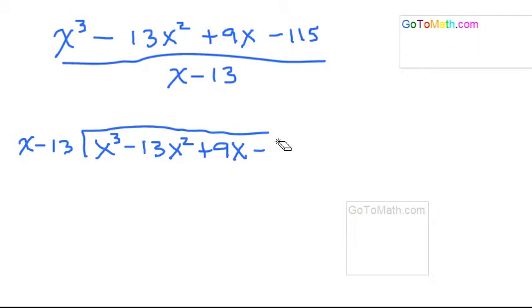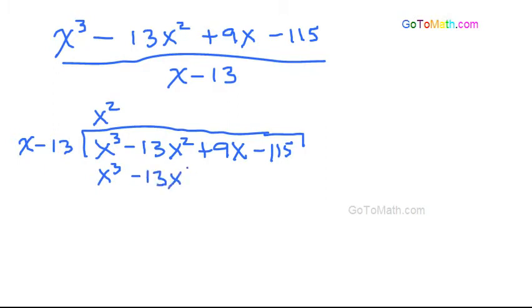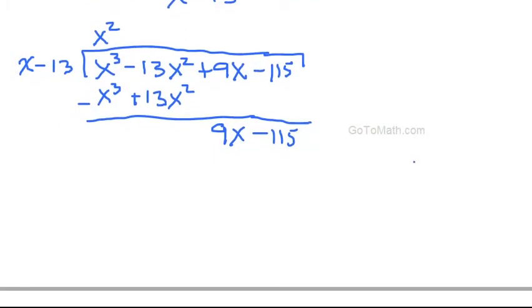So x goes into x cubed. We have x squared, then x times x is x cubed, and x squared times 13 is going to be negative 13x squared. So we go minus, that'll make that a plus, so that's going to be 0, and that'll be 0. So we'll just carry the 9x down, along with the negative 115, however you want to do that.